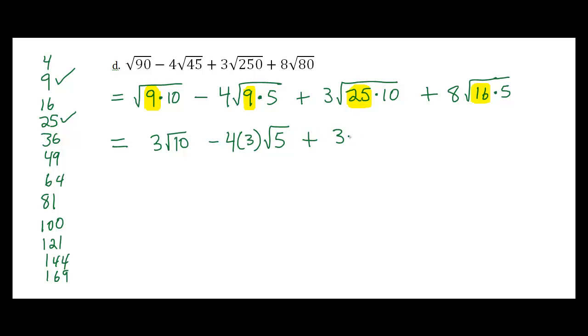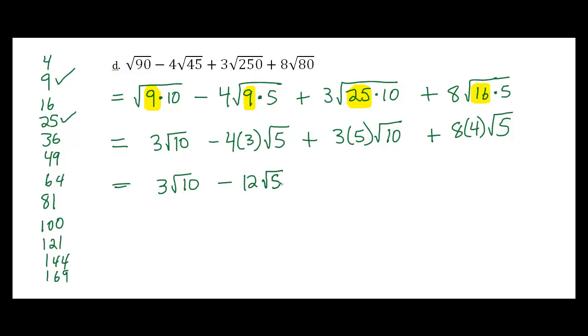25, I can take the square root of that, so I have 3 times 5 times the square root of 10. And 8 is going to be multiplied by the square root of 16, which is 4, and I still have the square root of 5. And of course, we can simplify that even further. That'll be minus 12 times the square root of 5 plus 15 times the square root of 10 plus 32 times the square root of 5. And now this looks a lot simpler.